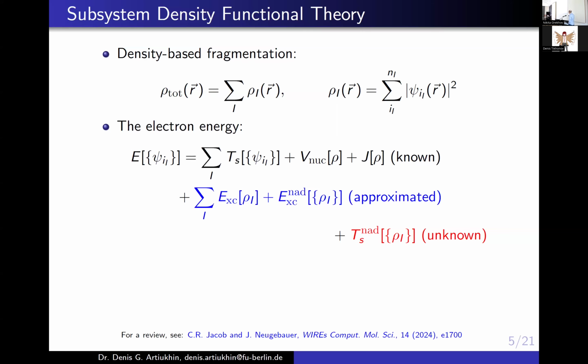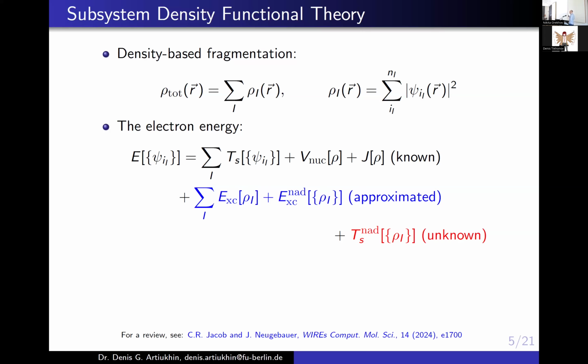Then I have electron-nuclear interaction and Coulomb interaction. Everything here is fine. I can also split these terms, or I can keep them as a whole. It doesn't really matter. I can compute all components. This is essentially the exchange correlation energy of my entire system. So I split it into subsystem contributions, and because this property is not additive, I need this non-additive correction. Again, everything can be computed.